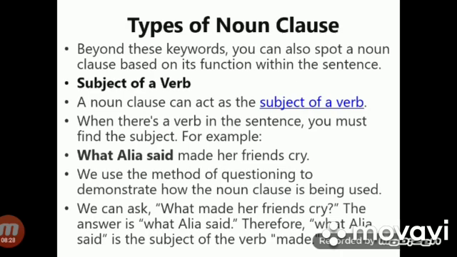Types of noun clause. Beyond these keywords, you can also spot a noun clause based on its function within the sentence. First, subject of a verb. A noun clause can act as the subject of a verb. When there's a verb in the sentence, you must find the subject. For example, what Alia said made her friends cry. We use the method of questioning to demonstrate how the noun clause is being used. We can ask, what made her friends cry? The answer is what Alia said. Therefore, what Alia said is the subject of the verb made.